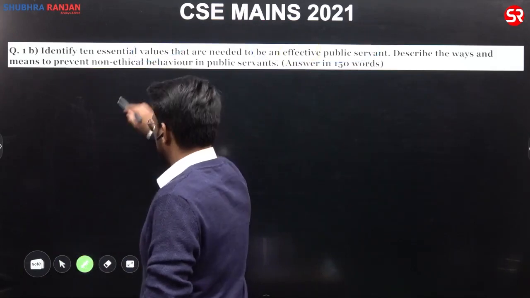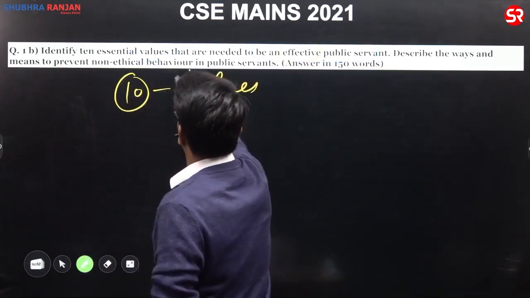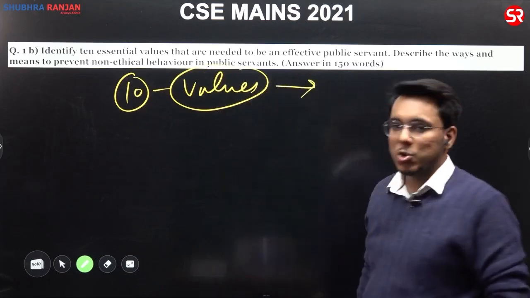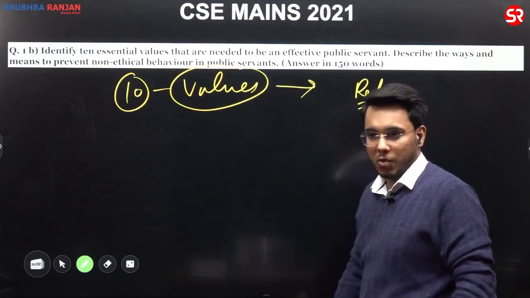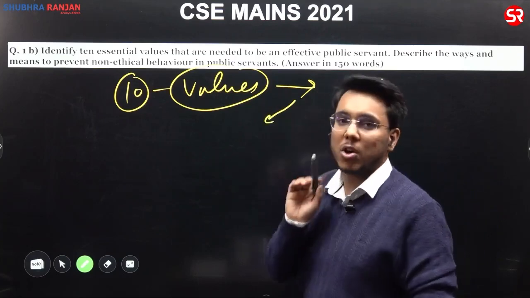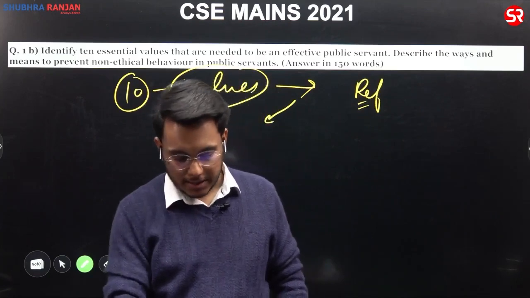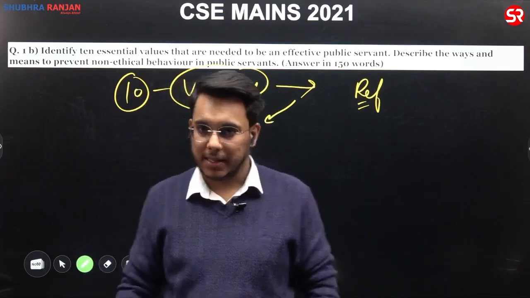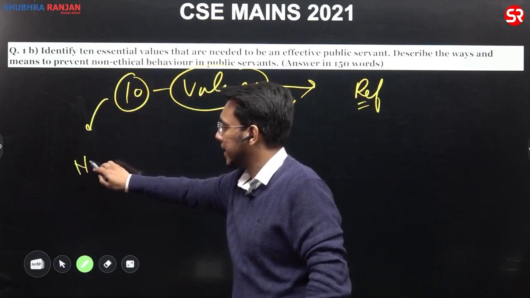Now, the 10 values we need to write. See, when we are writing about the 10 values, first of all, you can give certain references if you want. And giving references before talking about a value, actually it is a very good strategy. ठीक है, तो हम यहाँ पे क्या क्या references दे सकते हैं? You can give the references of the values. There is the Nolan Committee's reference that you can give.